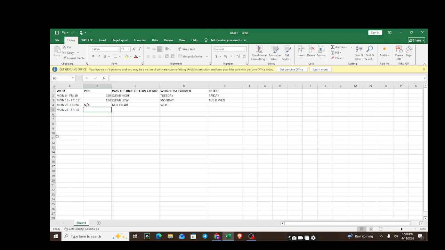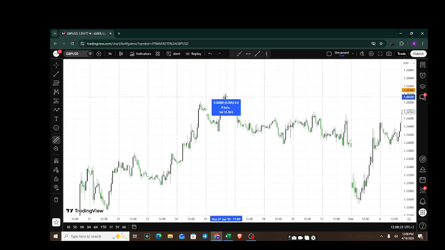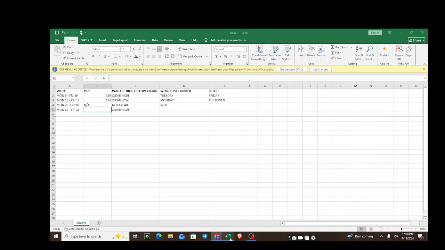So the high was formed during. Alright, so was it clear? Yes, it was. So clear high, we write clear high. How many pips did it go from that point? So from that point, Monday to Friday, it went around 137 pips. So we write 137 pips. It was formed on Monday during the New York session.